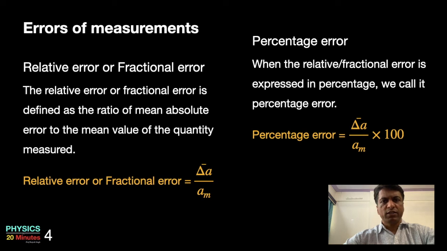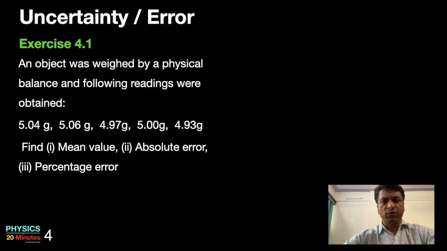Now let's check these formulae with the help of an example. An object was weighed by a physical balance and the following readings were obtained: 5.06 gram, 4.97 gram, 5.00 gram, 4.93 gram. Find mean value, absolute error, percentage error, etc. At this point, you can pause the video, use these values to solve the problems, check the formulas which have already been given, and come back and check the solution.